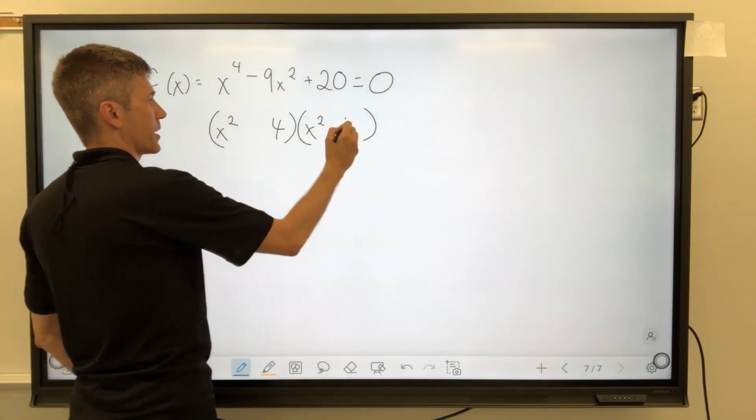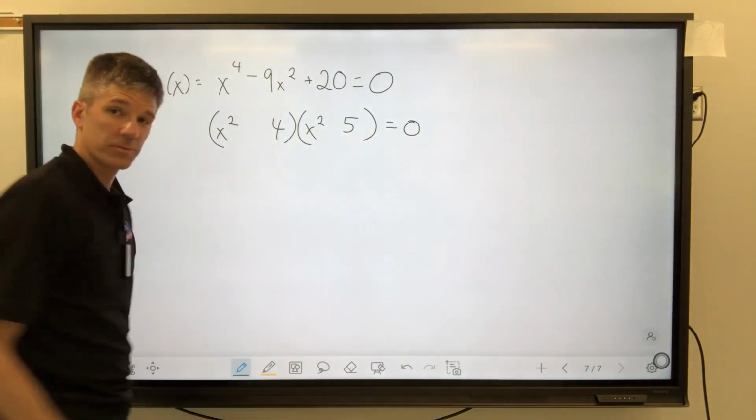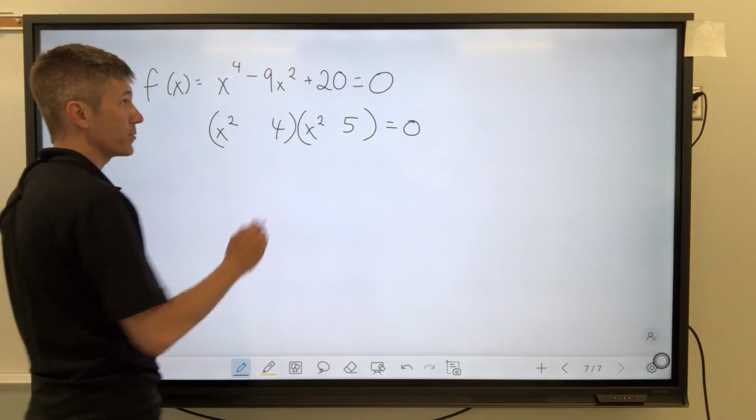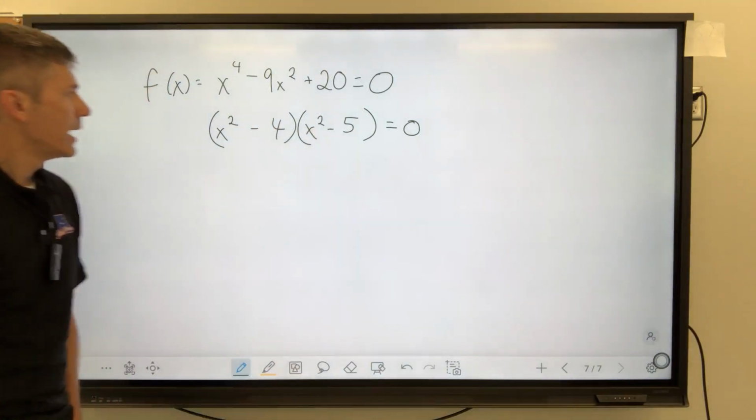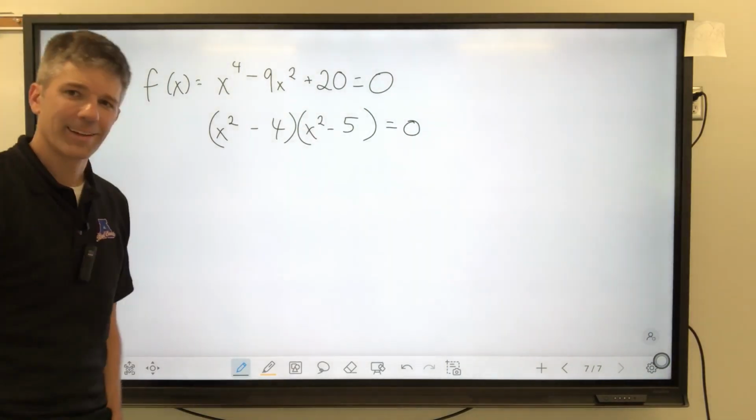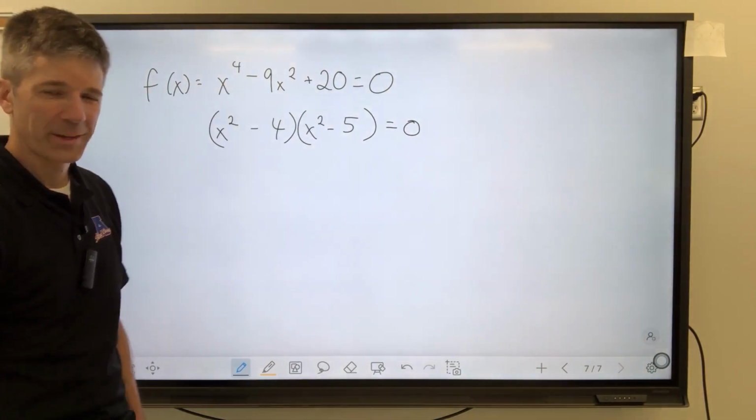20 is 4 times 5. To be more specific, it's negative 4 times negative 5, which will give us positive 20, but add together to give us the negative 9 in the middle that we need. At this point, we will factor. Should we? It's up to you.